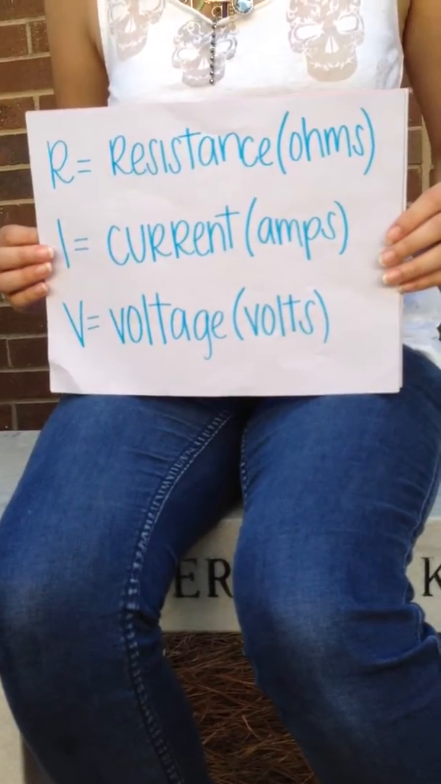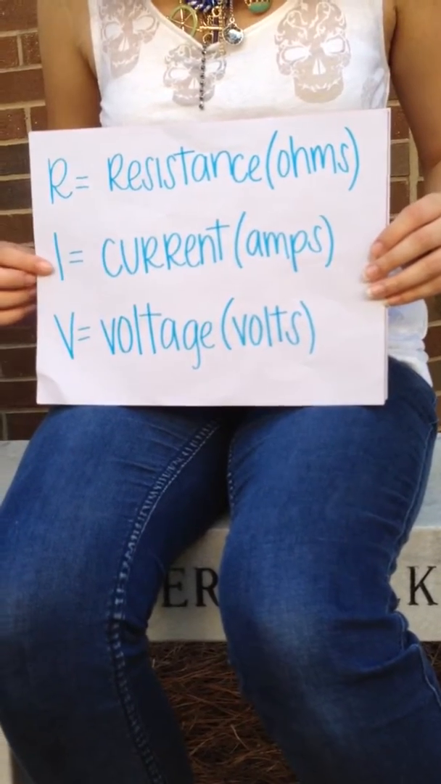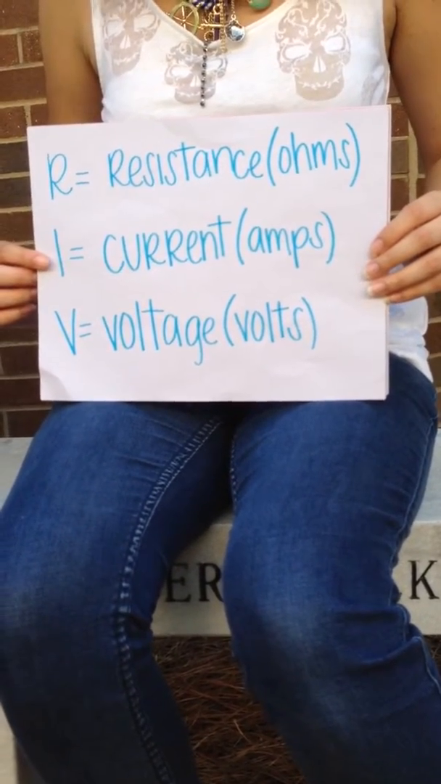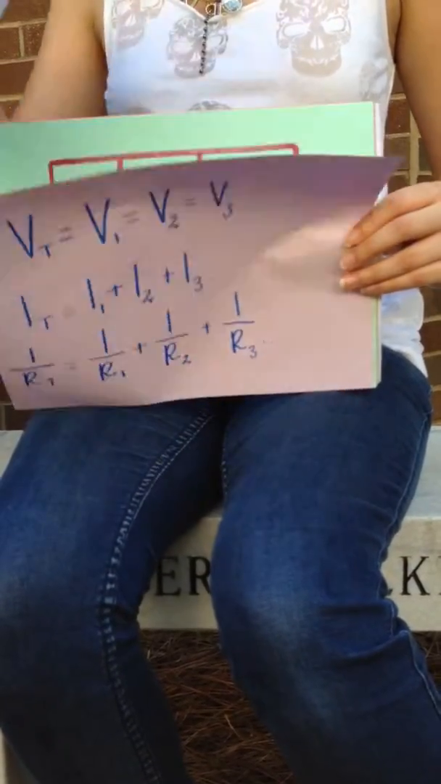The variables used are that R is equal to your resistance, which is measured in ohms, I is equal to your current, which is measured in amps, and V is equal to voltage, which is measured in volts.